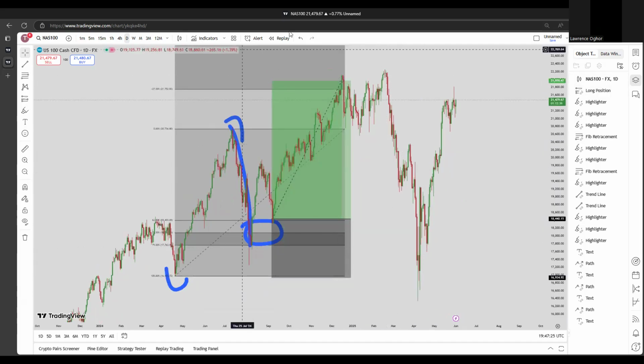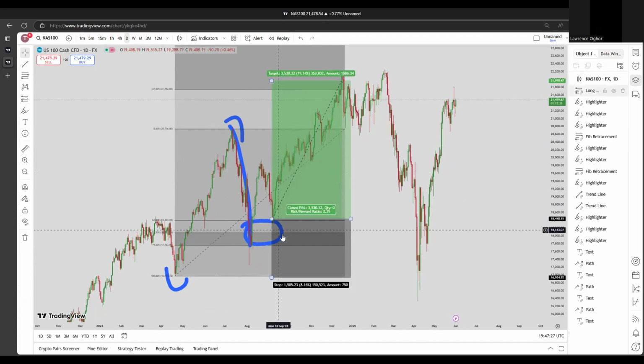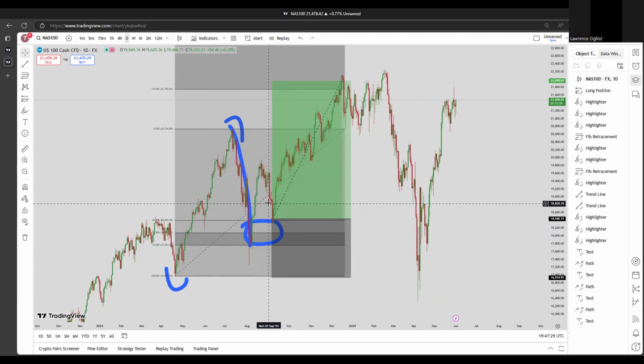So remember, price is fractal in nature. Just because this is on a daily time frame doesn't mean it won't happen elsewhere. It can happen on a 1 minute chart, a 5 minute chart, a 15 minute chart.